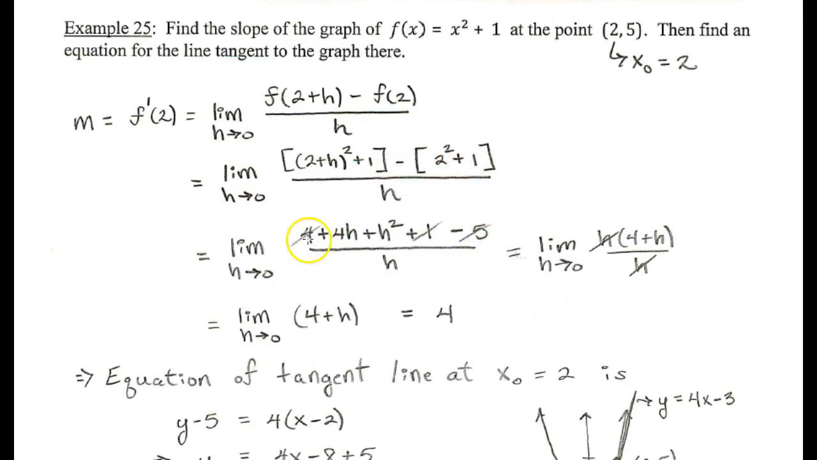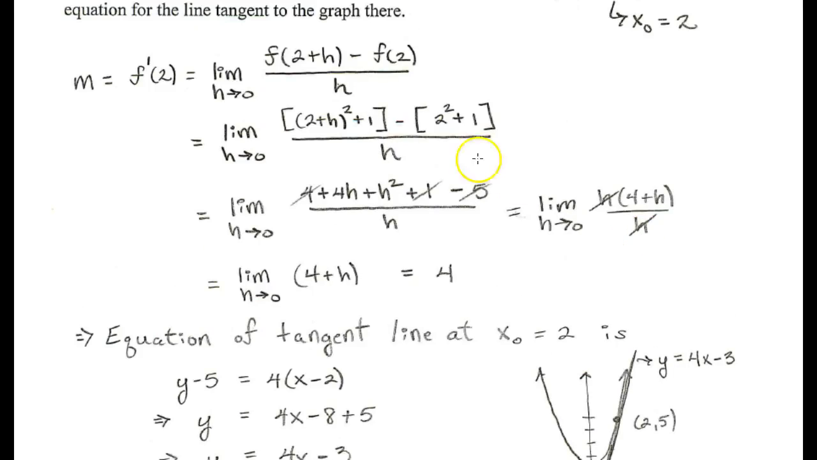And then cancel everything. Everything that doesn't cancel should have an h in it, because you're eventually going to have to cancel the h in the denominator with an h that you factored out in the numerator. You can see how that works right there. So this all simplified down to taking the limit as h approaches 0 of 4 plus h. Plugging in h equals 0, you get 4.